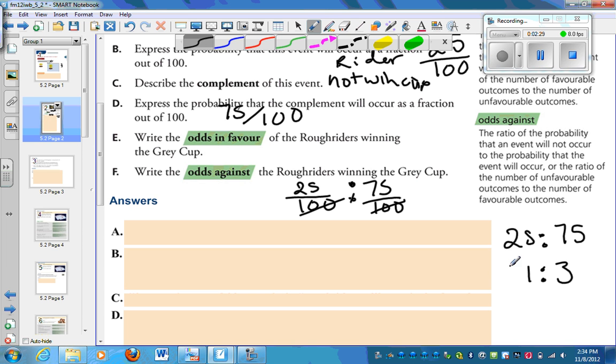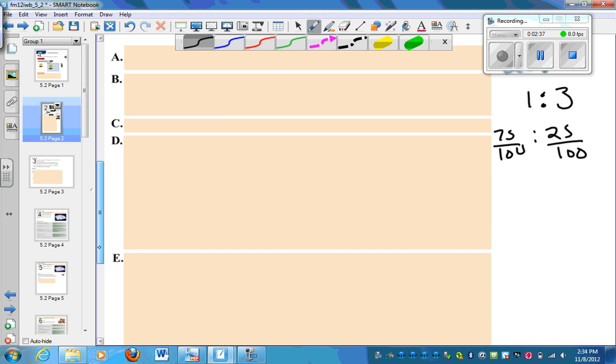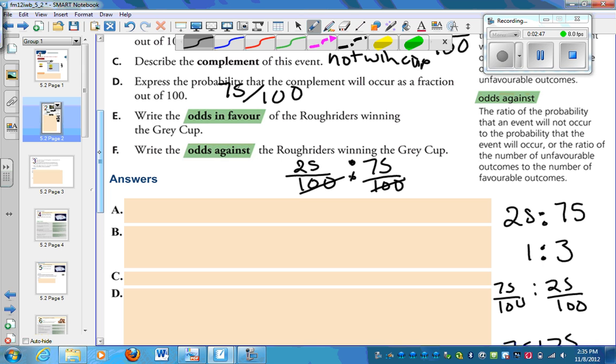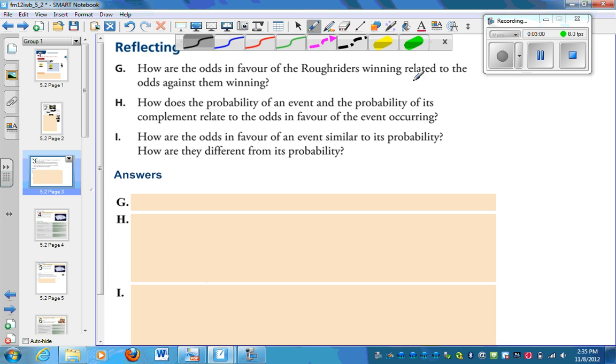The odds against is the exact opposite. We go 75 to 100 is to 25 over 100. Multiplying both sides by 100, we get 75 to 25, or 3 to 1 odds against. So the odds are 1 to 3 that the Roughriders will win, and 3 to 1 that they won't, the odds against. Okay, odds you'll hear a lot in gambling, Sport Select, those types of things. How are the odds in favor related to the odds against? 1 to 3, 3 to 1. How are those related?